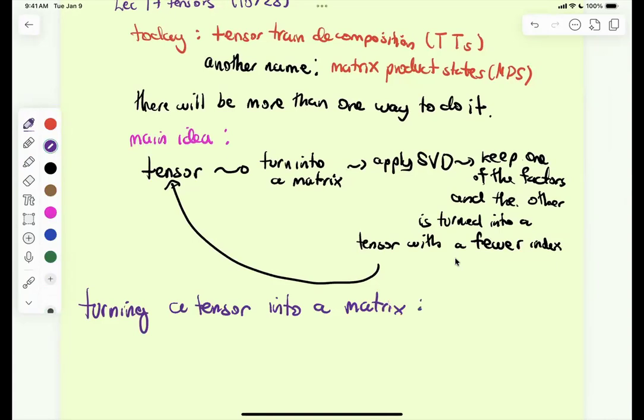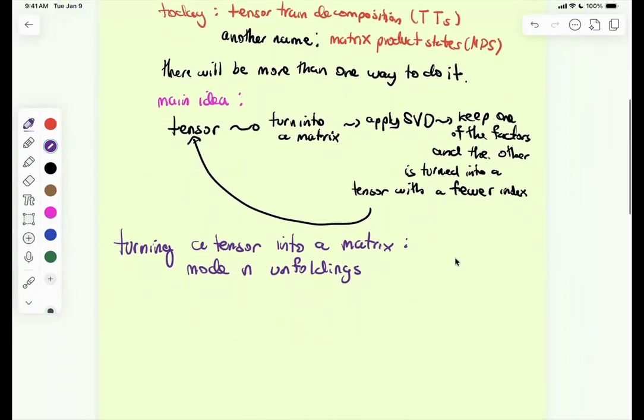So it's going to be the mode and unfoldings. That's how this is called. Okay, so just to have something concrete that's easier to keep track of, I'll have a very small tensor that we can write everything down.